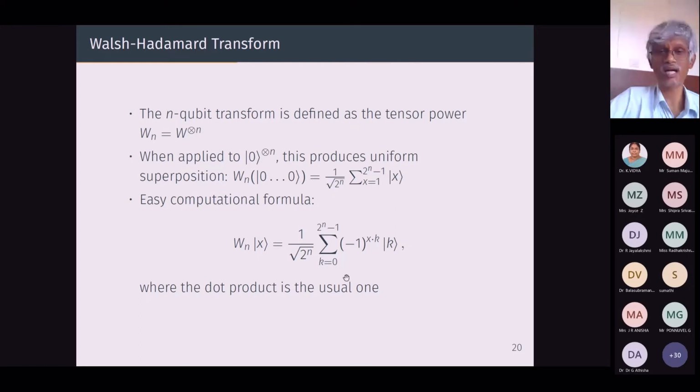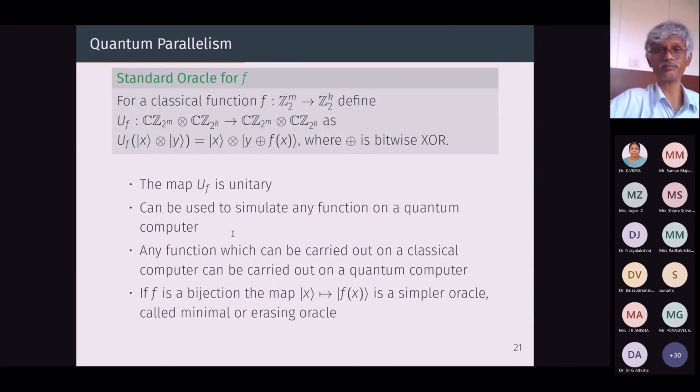And there is an easy computational formula for the n-fold Walsh-Hadamard transform, which is given by 1 by square root of 2^n summation k equal to 0 to 2^n minus 1, minus 1 to the power x dot k, ket of k. So x dot k, we saw, was the dot product of 2 bit vectors. You take the bit representation of x and the bit representation of k, the usual x dot k. That is what is appearing in the exponent.